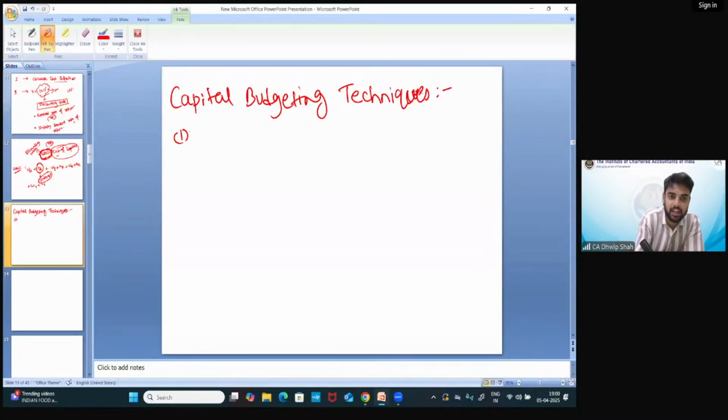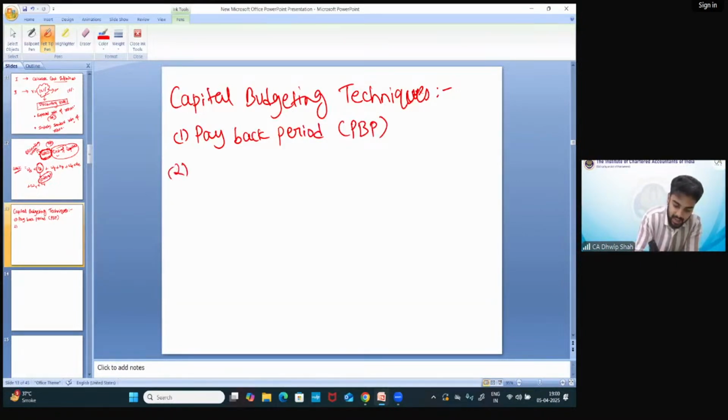The names of those 7 techniques are: first is payback period, the short form of payback period is PBP. Second, we have discounted payback period.